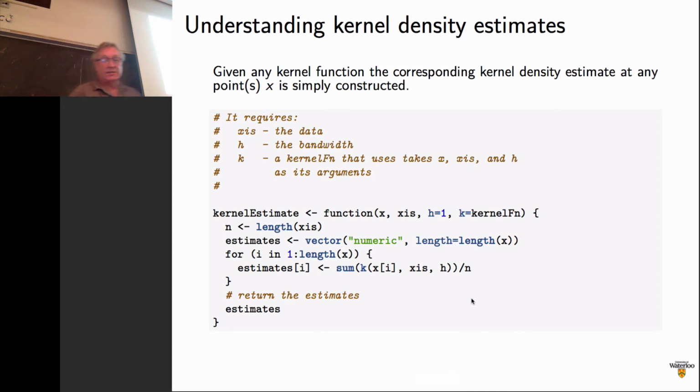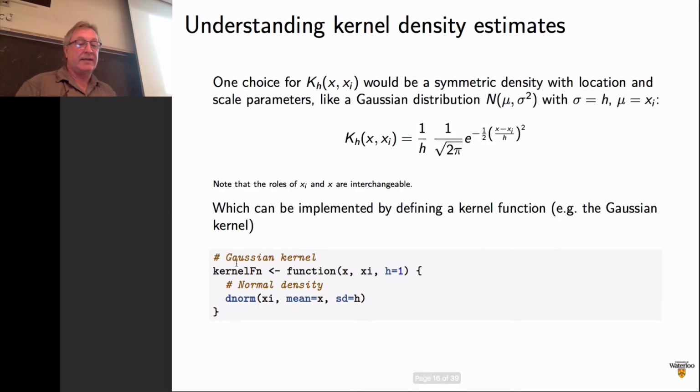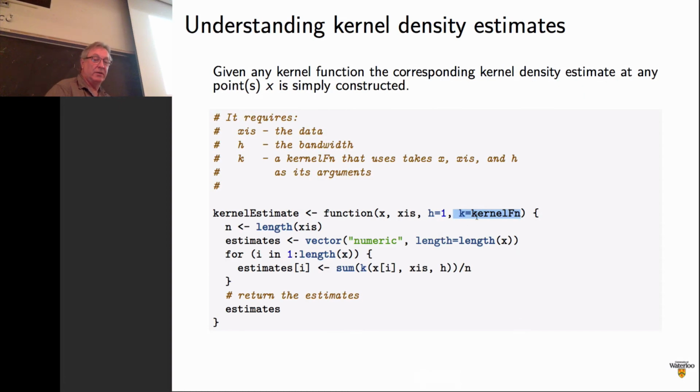And I can write a kernel estimate as follows. So I need the x that I'm interested in evaluating it at. I need the data, all the xi's, the bandwidth, h, and then whatever kernel function you've given me. So one reason of writing this beforehand is that that's a kernel function that I can hand as the value of the argument k here. Right? R is a functional programming language. You can have functions as arguments, you can return functions as values, etc. Okay?